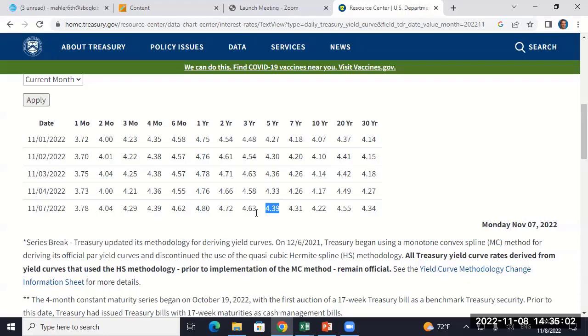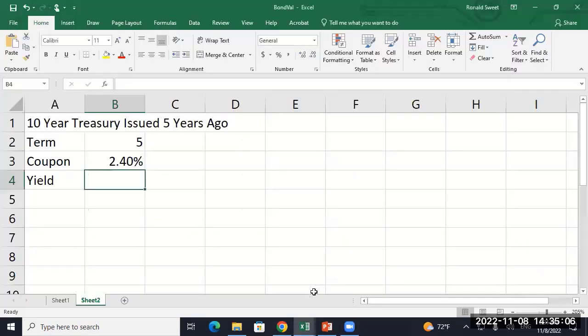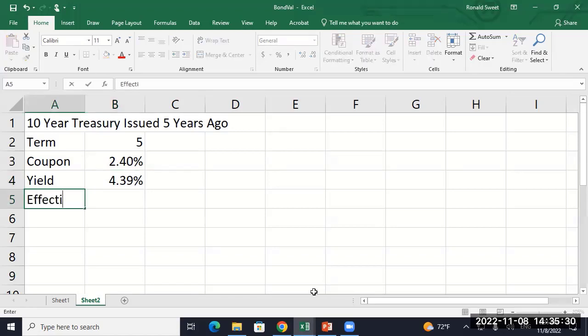Wow, that's crazy, isn't it? What did I just say, 4.39? So yields are up quite a bit. So you know this bond is going to be less than $1,000. If someone says, hey, I'll pay you $1,000 for that bond, you would take it in a second. It's paying me 2.4, I can take your $1,000 and go buy a 4.39 5-year. You're going to make more than that. We've got to get the effective yield.